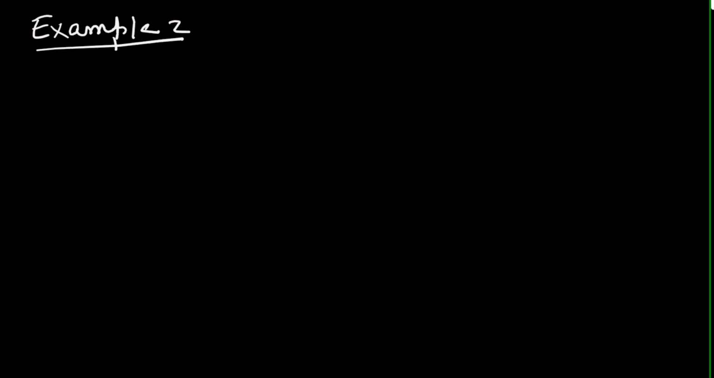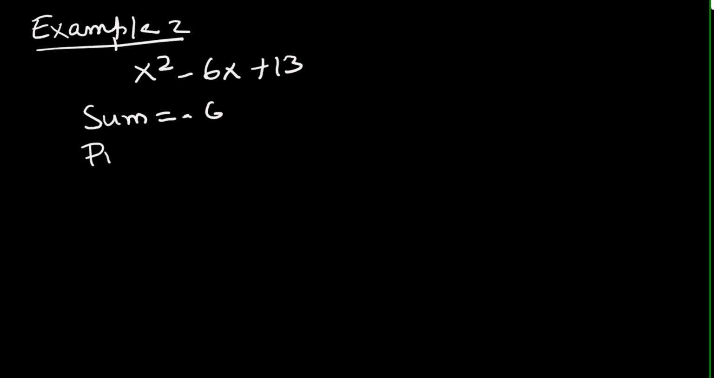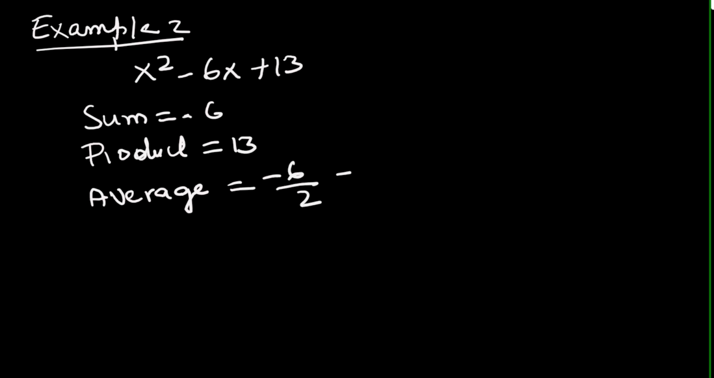Example 2, complex roots. Next, let's try x squared minus 6x plus 13. The sum equals negative 6, and the product equals 13. So the average is negative 3. Call the two numbers symmetric around negative 3: negative 3 plus u and negative 3 minus u.